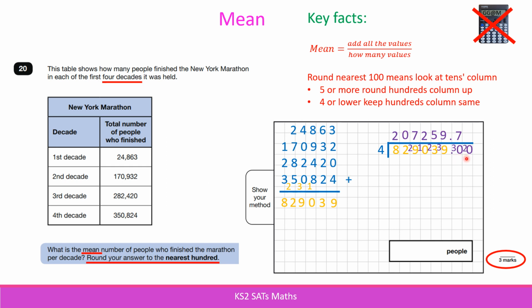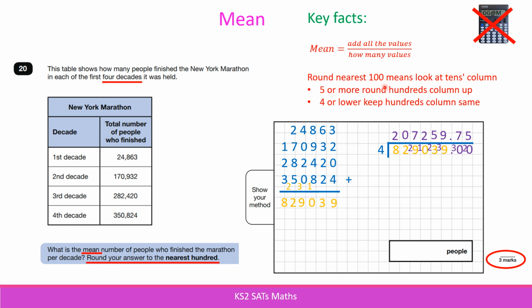So the little 2 needs to carry over here. Now I'm looking at 4 into 20, which is 5. So I have got 207,259.75. Now this number here I have got to round to the nearest hundred.